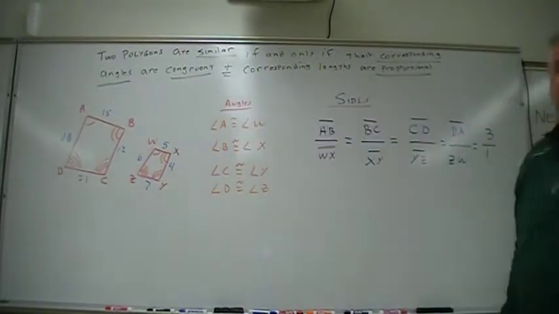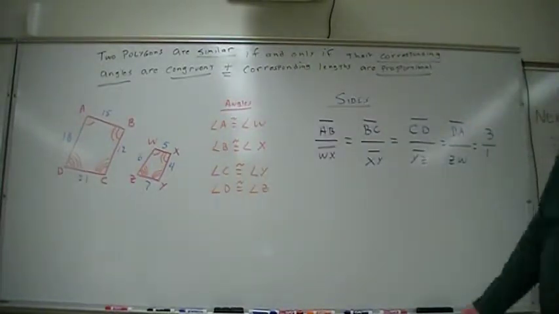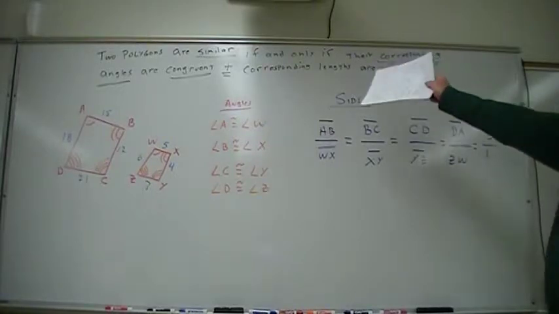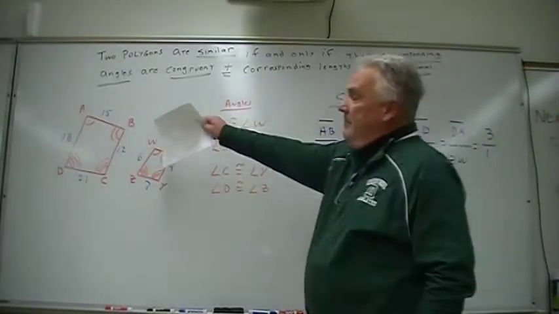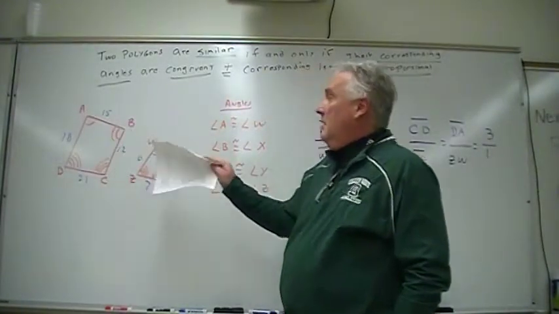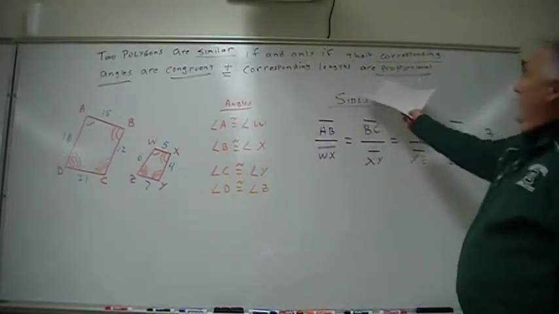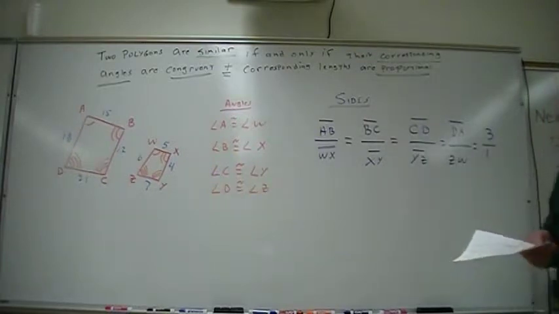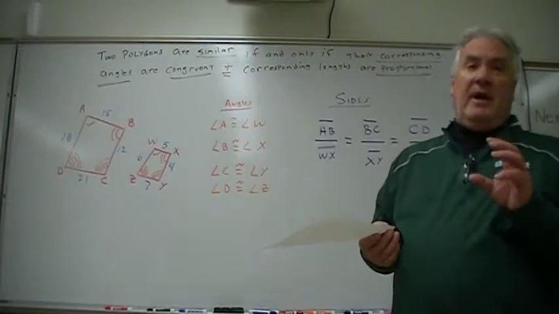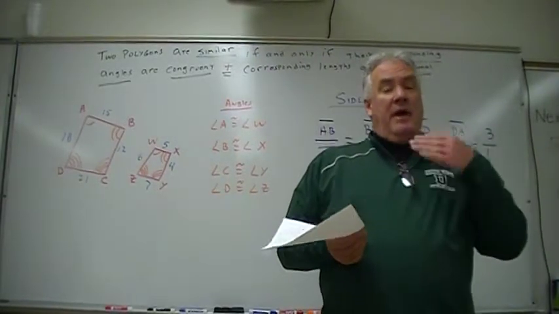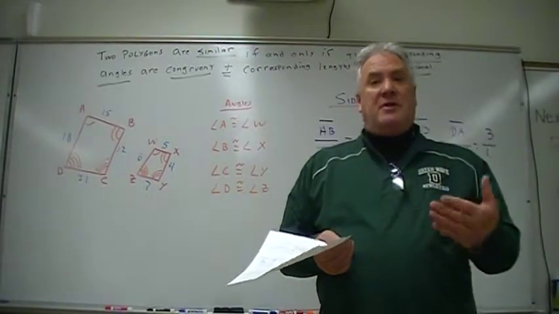So, first thing we need to know is what is similar. Two polygons are similar. A polygon is a multi-sided figure. They're similar if and only if their corresponding angles are congruent and corresponding lengths are proportional. Okay, all of those things need to be happening at the same time. And if they are, then we can say that the figures are similar.